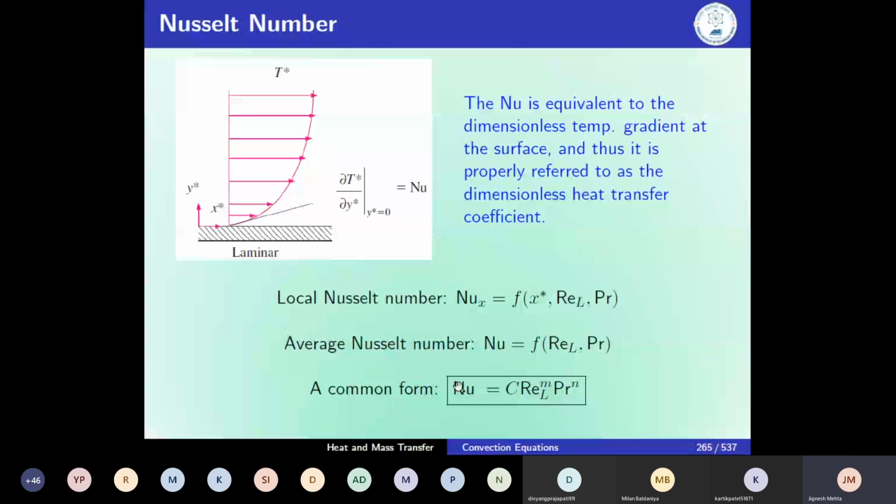You will have to find, for a given case or range of Reynolds number and Prandtl number, what will be the value of C and what will be the values of m and n. That the researcher will have to investigate.